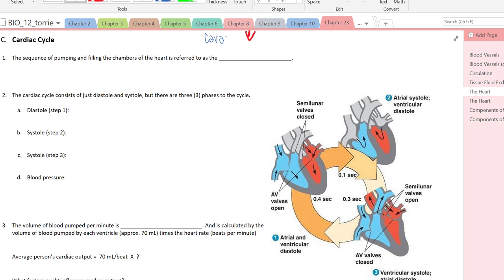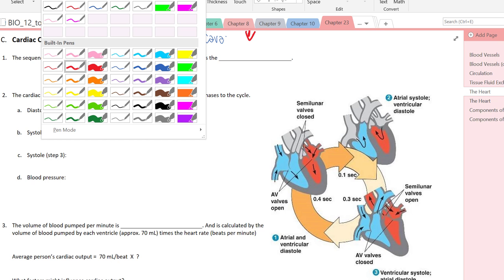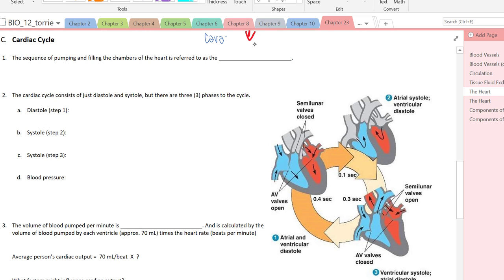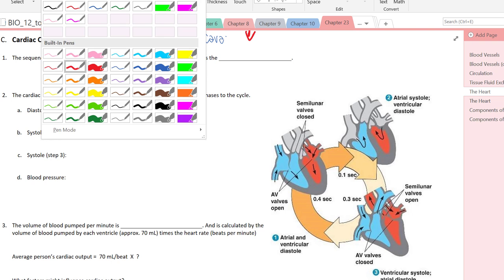And so coordinating all of that blood flow is what we call the cardiac cycle. And the cardiac cycle is all basically under the control of the heart itself. So it's actually separate from the nervous system, and it has its own control. So the sequence of pumping and filling the chambers of the heart is referred to as the cardiac cycle.